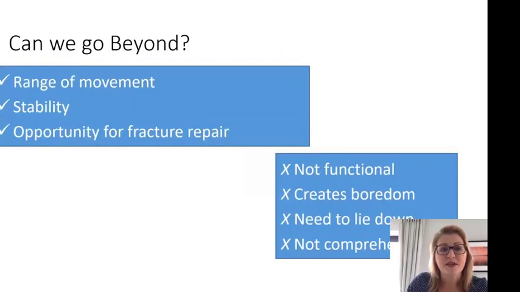Because it gives us range of movement and stability, it gives us opportunity for fracture repair if we're still within that phase, but it's not functional. It is a little bit boring lying on your back doing more exercise. You need to lie down, so it's not very accessible for somebody who's at work, for example, and it's not comprehensive rehab.